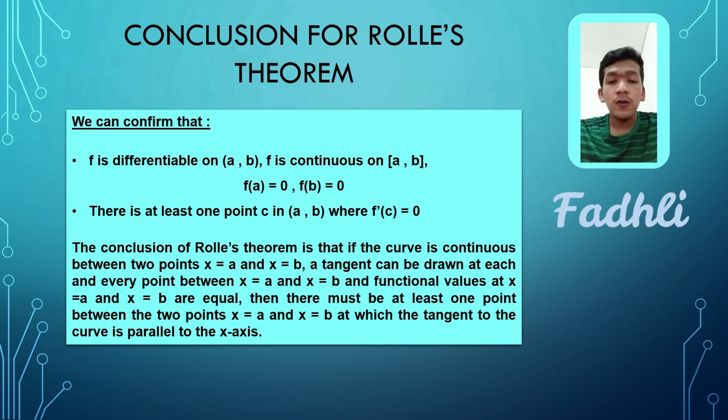The conclusion for Rolle's theorem is that if the curve is continuous between 2 points, point A and point B, a tangent can be drawn at each and every point between point A and point B, and the functional values at point A and point B are equal, then there must be at least one point between the 2 points at which the tangent to the curve is parallel to the x-axis.